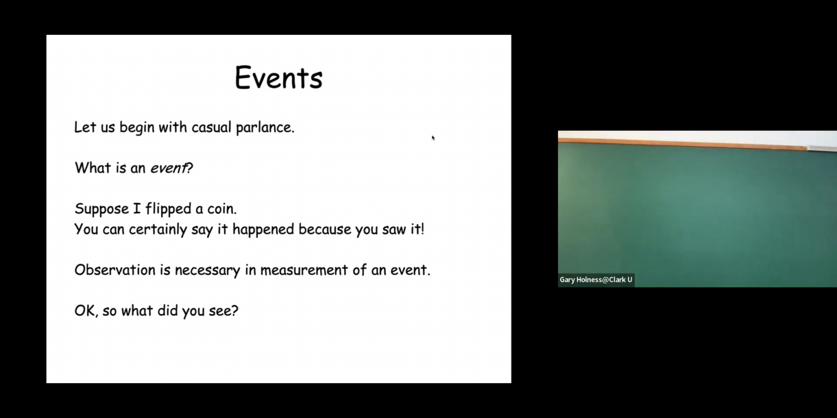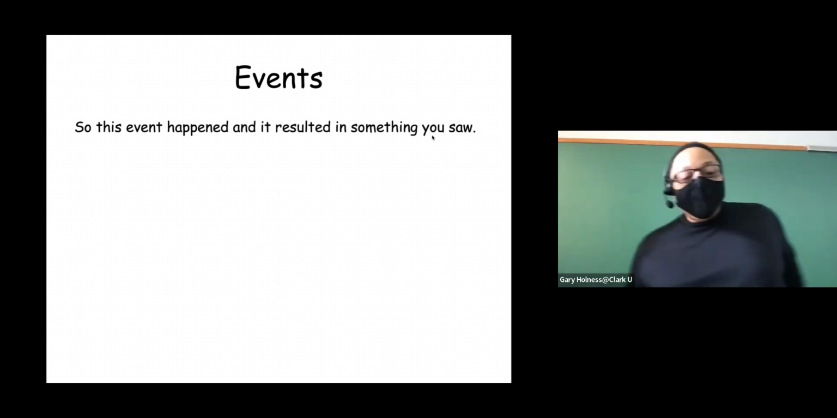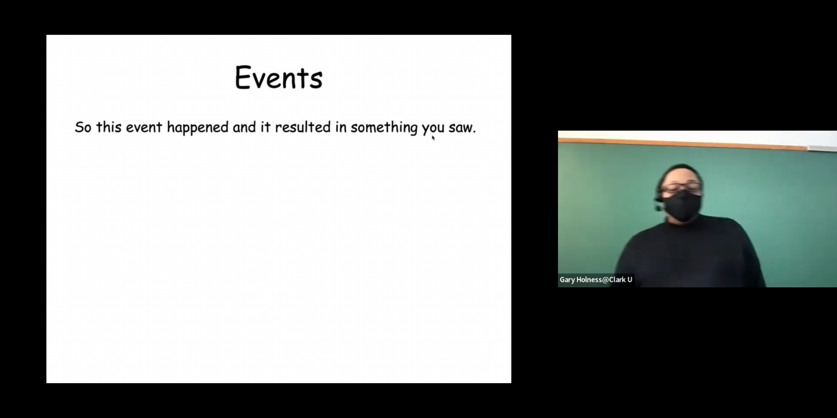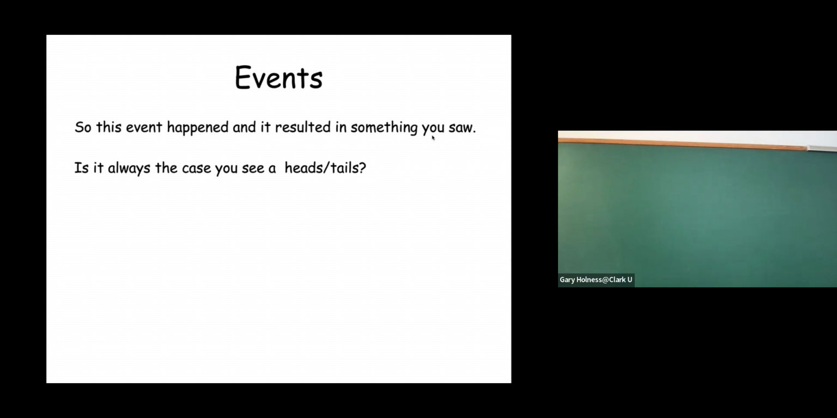Now, this can be very simple for simple systems like the coin flip. It can be a little bit more complex for other systems. So this event happened, something occurred, and it resulted in something you saw. We know measurement is a necessary part of uncertainty. The assumption I made was false when I asked what you saw. We saw tails twice, and everyone from a casual understanding knows it's naive to base my description of the system on that very small number of measurements.